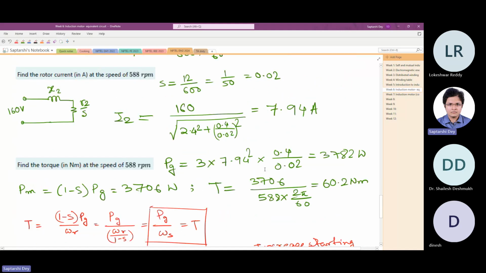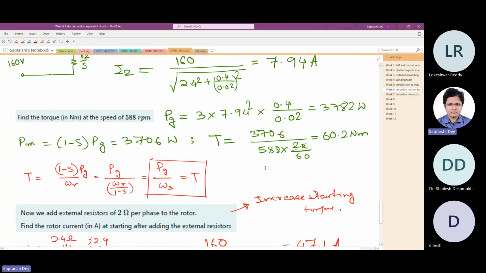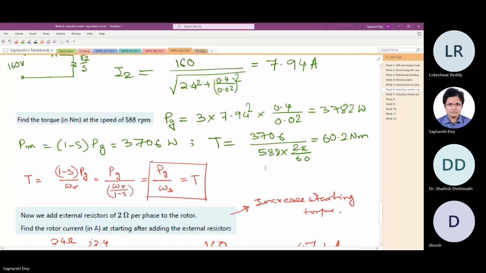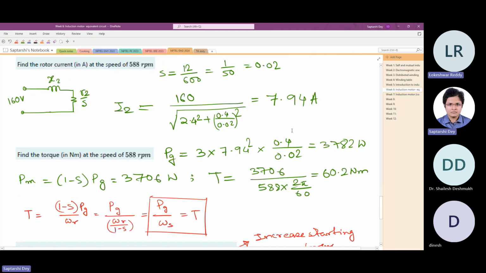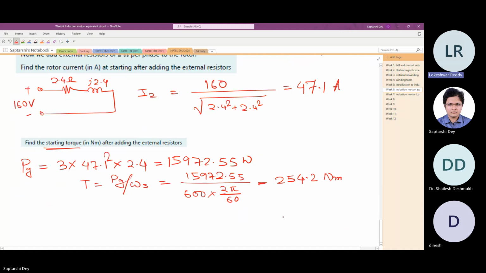So without the resistance, we had a starting torque of 60 Newton meter, I think. Now it is 250.